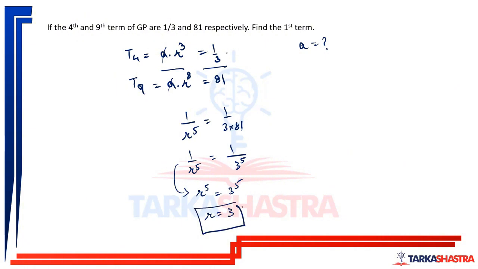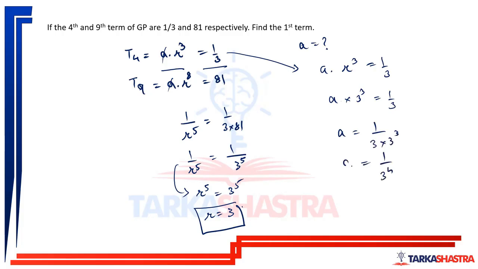Now the first term, if I take this, it is A into R to the power 3 is equal to 1 by 3, which is A into 3 to the power 3 is equal to 1 by 3, which is A equals 1 upon 3 into 3 to the power 3, which is 1 upon 3 to the power 4, and which is 1 by 81. So your first term is 1 by 81.